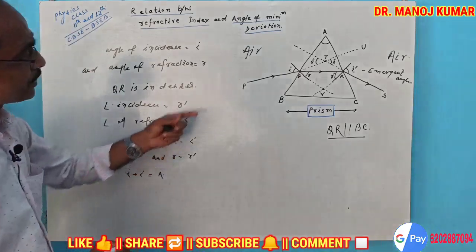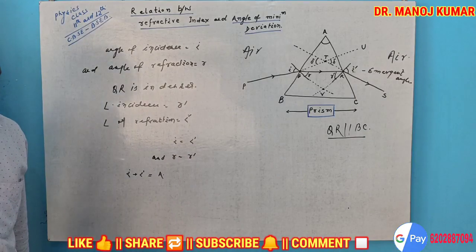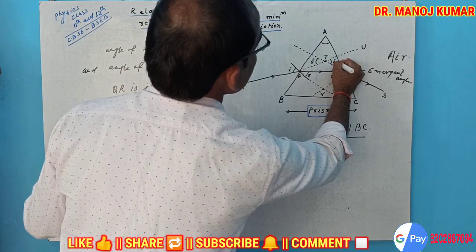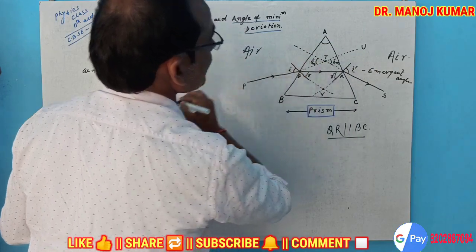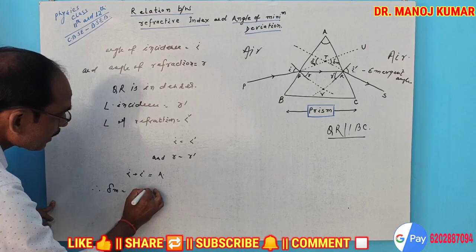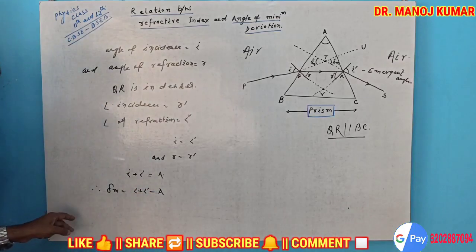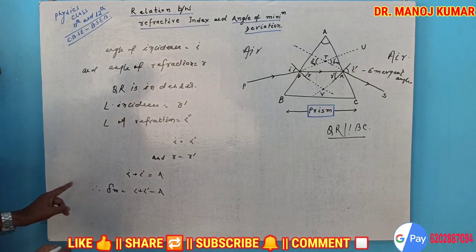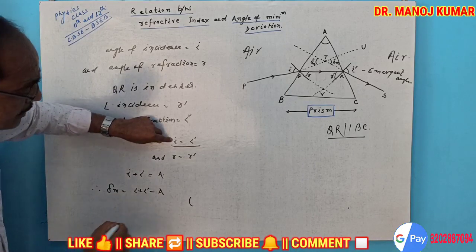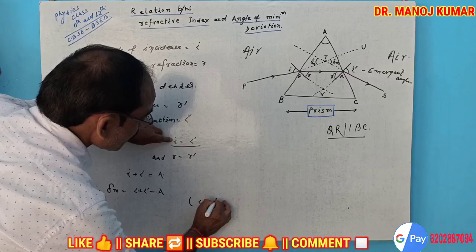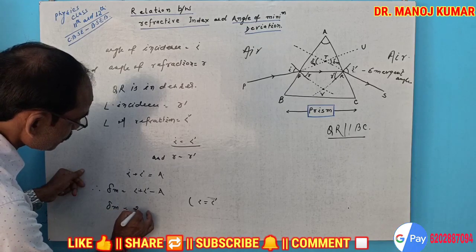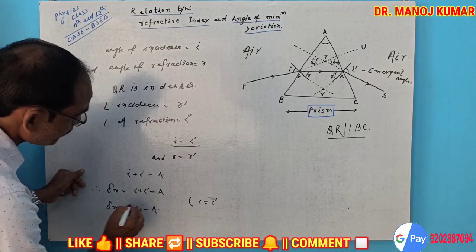The angle is equal to A, equal to this angle. And the angle of minimum deviation, that is in this term, delta m is said to be: delta m equals I plus I dash minus A. And we know from here the relation I equals I dash, therefore delta m equals 2I minus A. Clear?